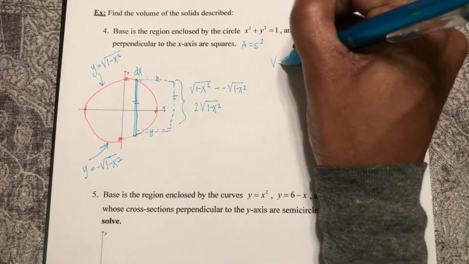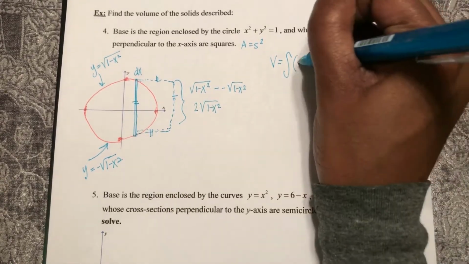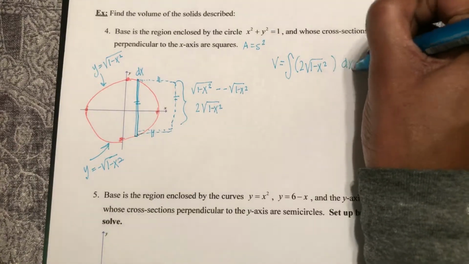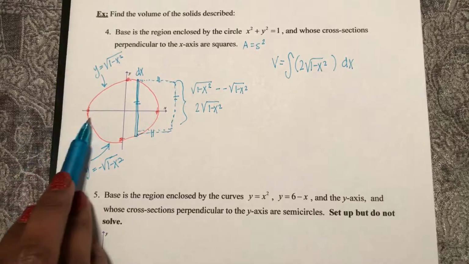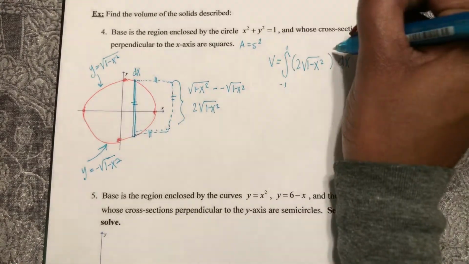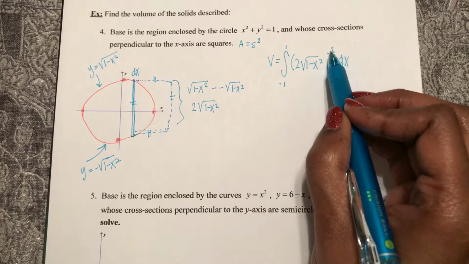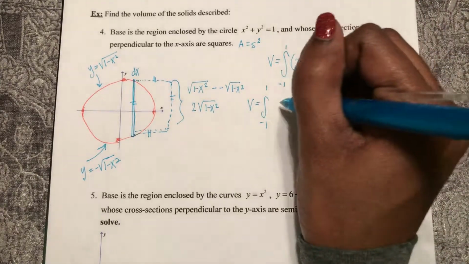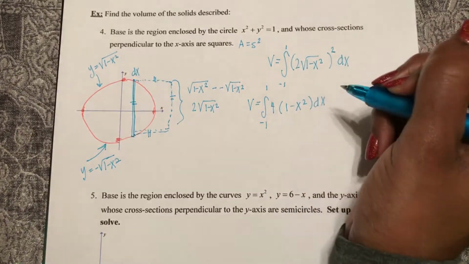Then the volume is the integral of that side squared, because that's the area of the square, multiplied by its height. Now, what x values is that going from? From -1 to +1. Oops, and I forgot to square it, right? Because it's a square, so I take my side and I square it. So that becomes the volume is the integral from -1 to 1 of 4 times 1 minus x squared dx.